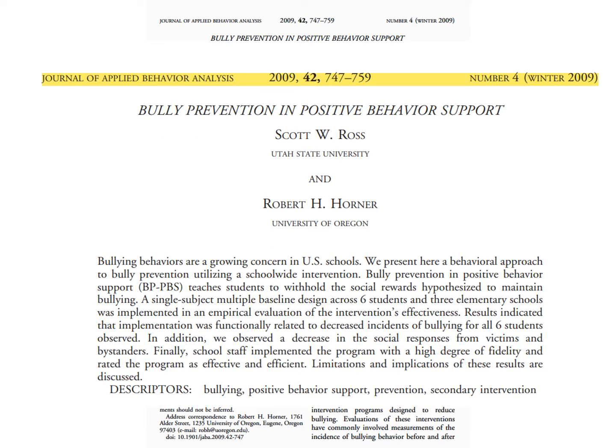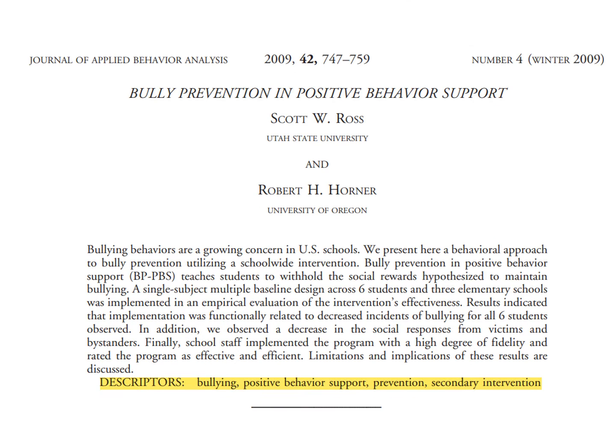And there's the title of the journal, Journal of Applied Behavior Analysis. The year the article was published, 2009. The volume number, 42. Page numbers, 747 to 759. And the issue number, number 4. And that can just be helpful to look at that information so you understand.